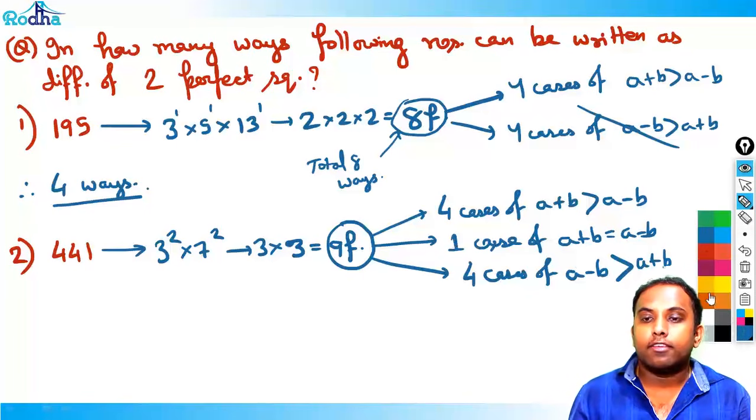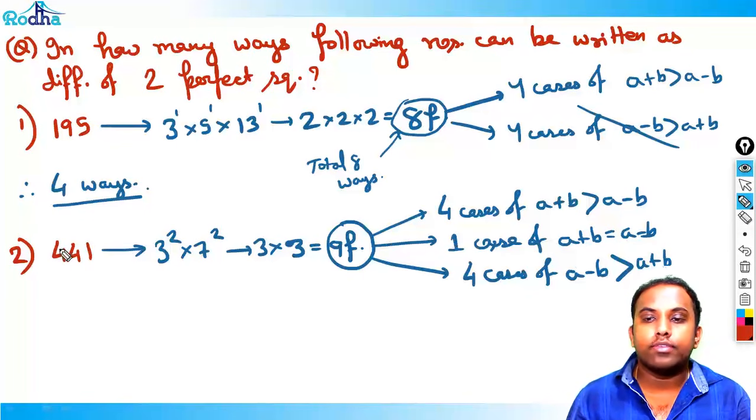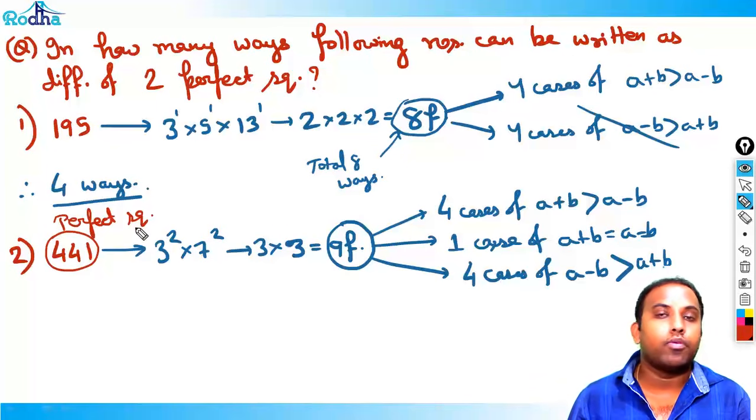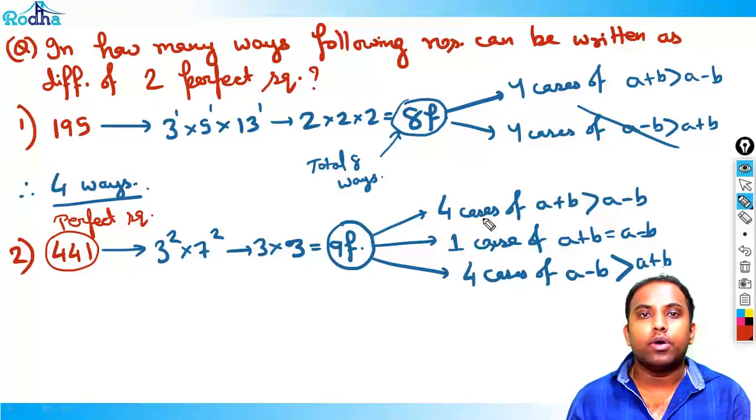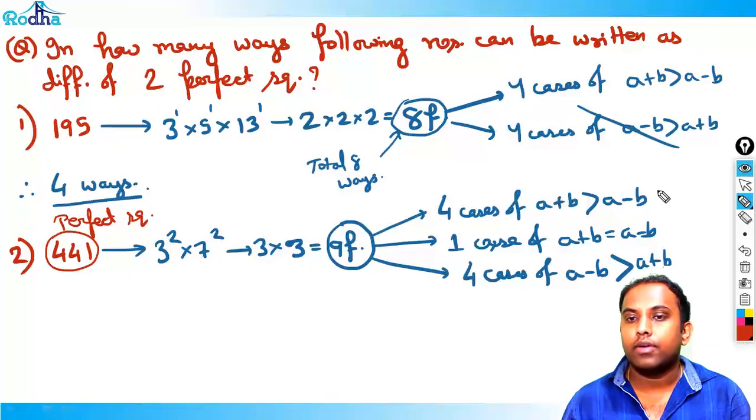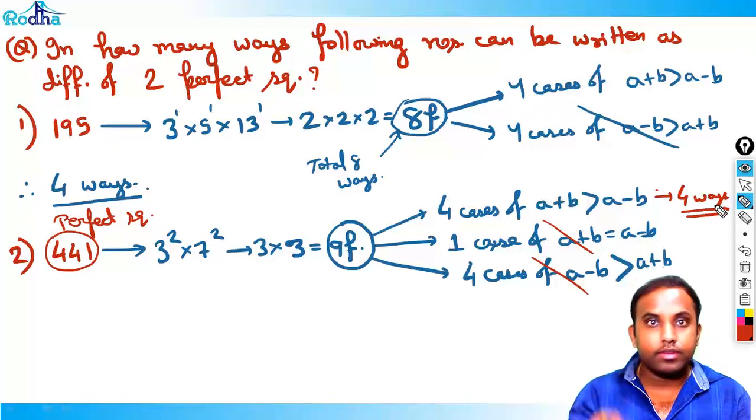Now let me explain this, because it's a case of a perfect square. I'll explain this for a perfect square just once more, what I've written here. You know what our answer is? Our answer is 4. This case is not possible. Our answer is 4 ways. That's the answer. We'll just discuss it in a bit more detail.